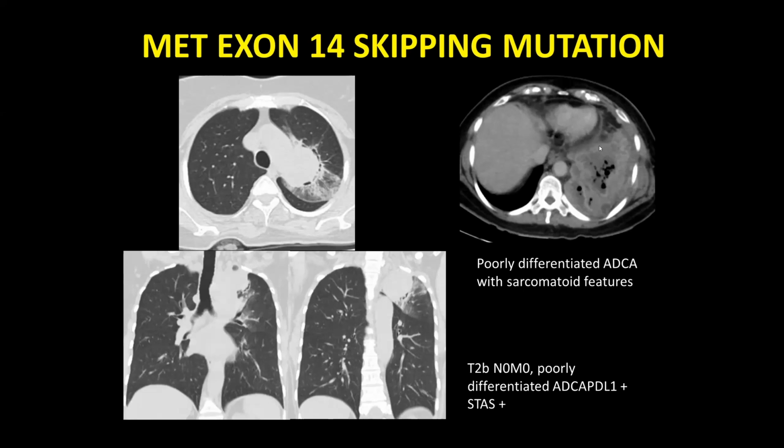This is also another female, a 55-year-old. You can see a necrotic malignancy in the lung, extensive nodular pleural thickening. By the time the diagnosis was over, this lady actually passed away. It was so bad, and she had sarcomatoid features.